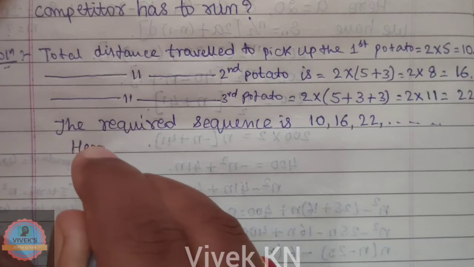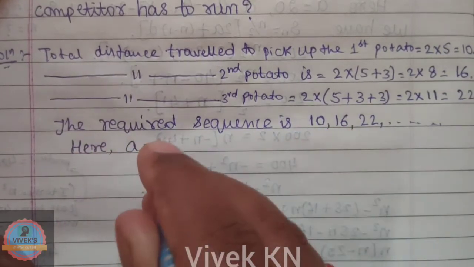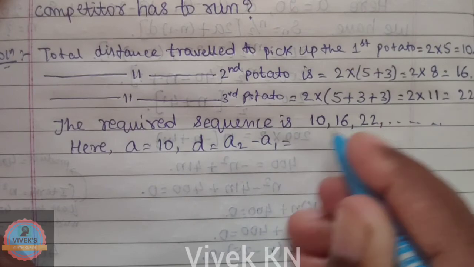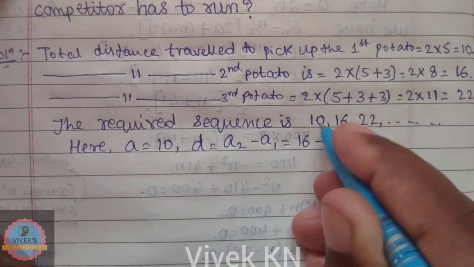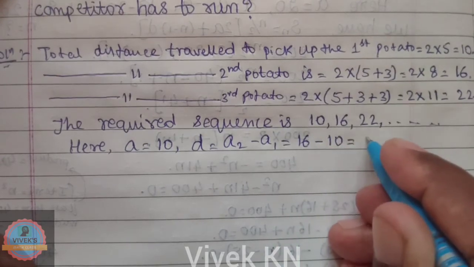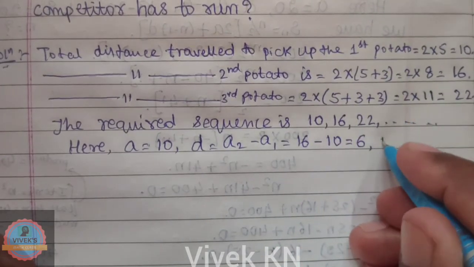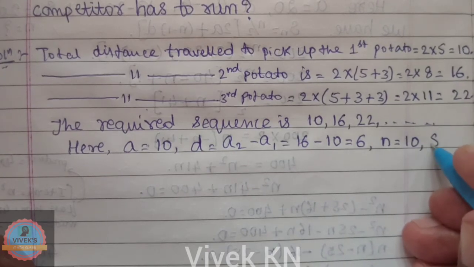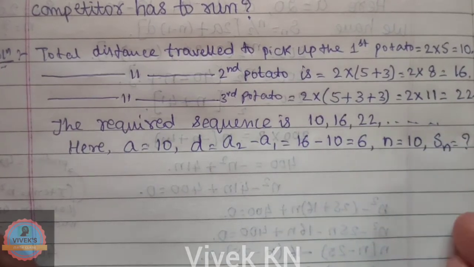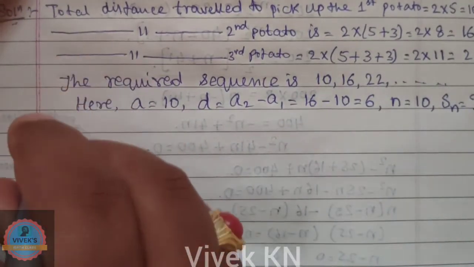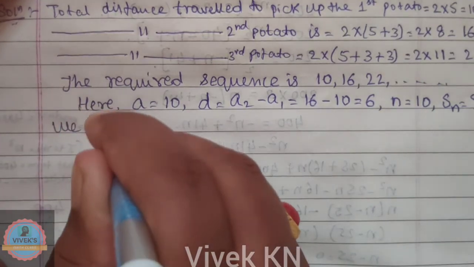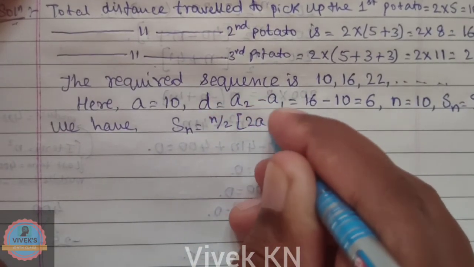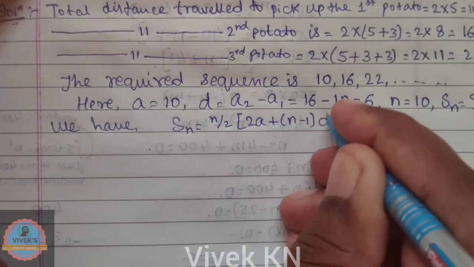Here the first term is 10. The common difference is given by the second term minus the first term. Second term is 16 minus first term 10, we get 6, and n is the number of potatoes, that is 10. Now we have to calculate the Sn value. For that we have to write the formula of the sum of first 10 terms, that is Sn is equal to n by 2 into 2a plus n minus 1 into d.